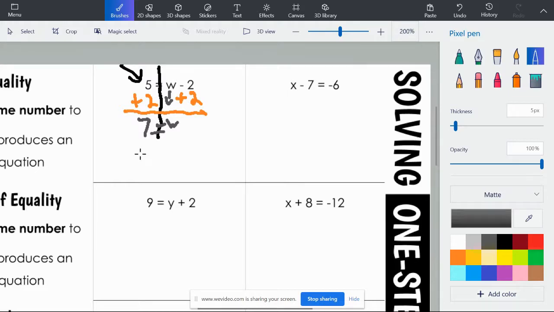So 7 equals W. Let's go back to our original equation. If we plug in 7 for W, is 7 minus 2 equal 5? If it does, then we did it correct, and it should.